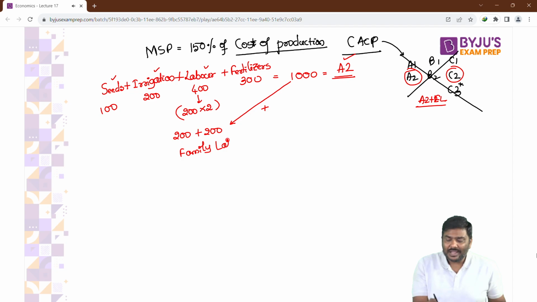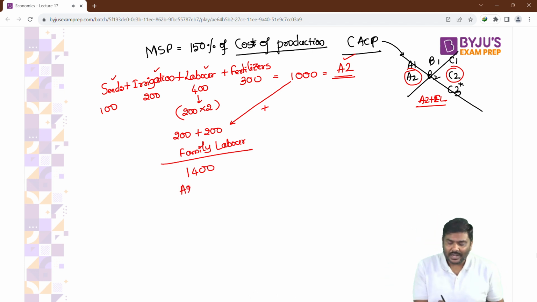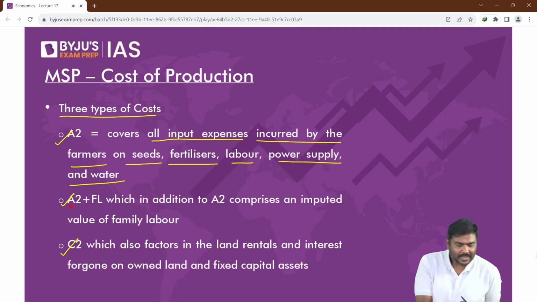1000 plus family labor will be how much now? It will be 1400. Anybody has a problem? Right, 1400. Now can I call this 1400 as A2 plus FL? What is FL? FL is nothing but family labor. I hope you understand this now.